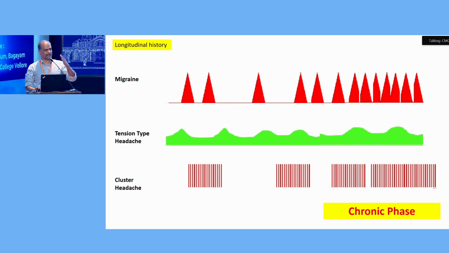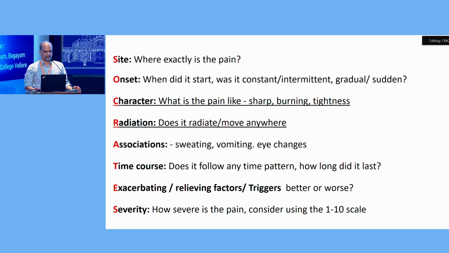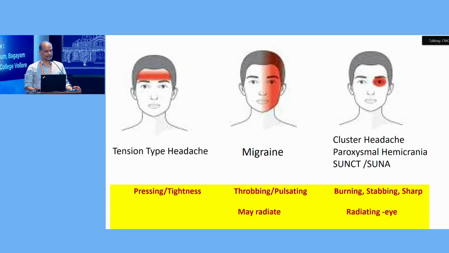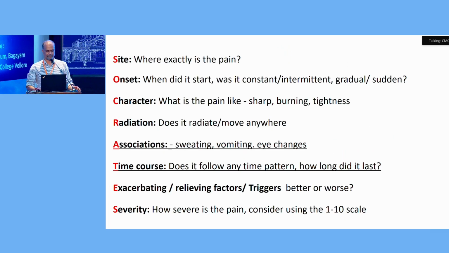Onset. Here you have to take a longitudinal history as well as your cross-sectional history, because sometimes the patient may be having an episodic migraine which has become continuous now, or an episodic tension type headache which has become a chronic tension type headache. Or you might see a patient with an ongoing cluster headache. Now, the character of the pain in tension type headache will be a pressing or tight feeling, whereas in migraine it will be throbbing or pulsating and can radiate. And in other trigeminal headaches, it will be burning, like a sharp needle pricking into your eyes, and it can radiate through the eye.